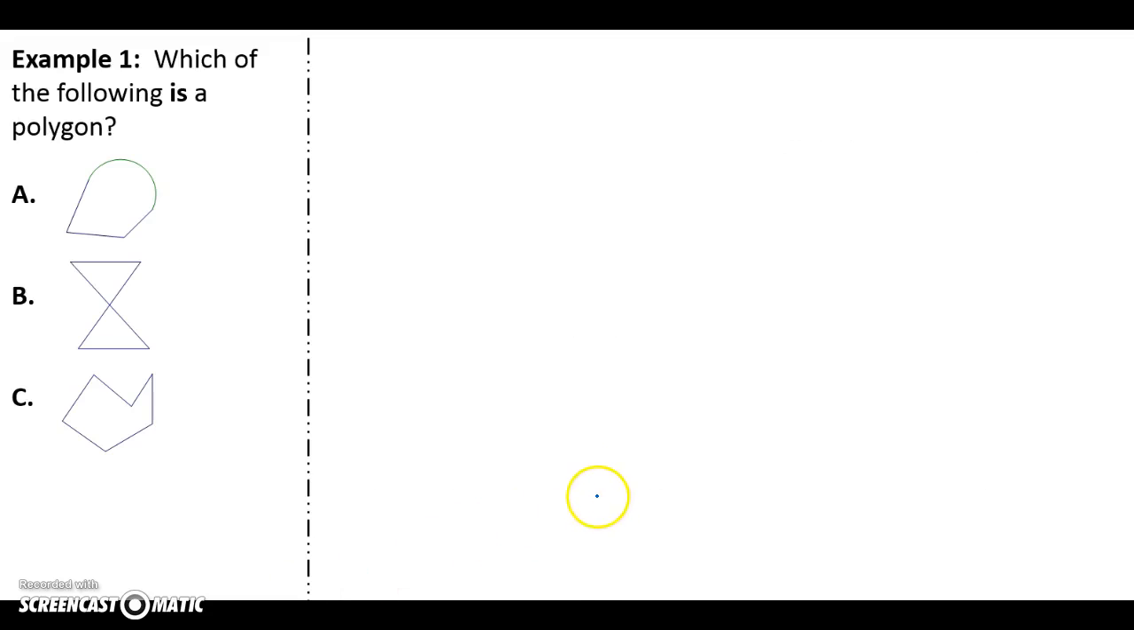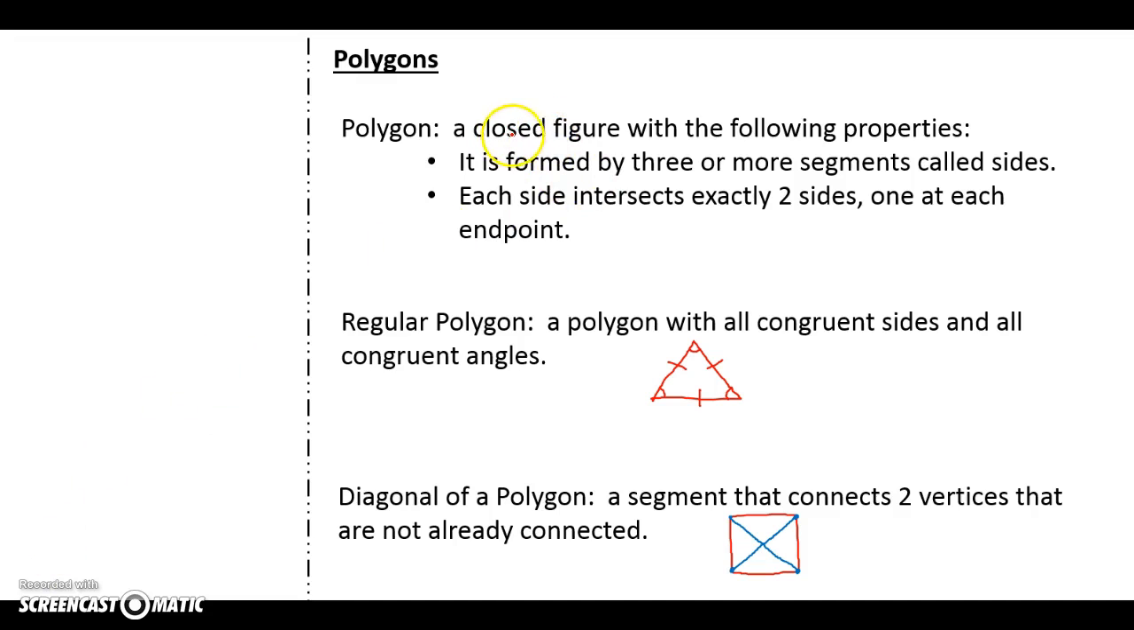Alright, so example 1, go ahead and glue the example 1 into your notes. If you need to pause, you can do that. Alright, so in example 1, it's asking us which of the following is a polygon. And remember our definition of polygon earlier, it has to be a closed figure. It's formed by 3 or more segments called sides, and each side intersects exactly 2 sides, one at each endpoint.